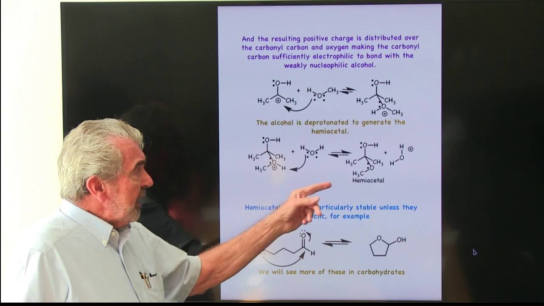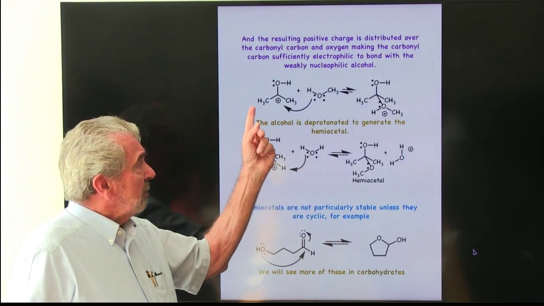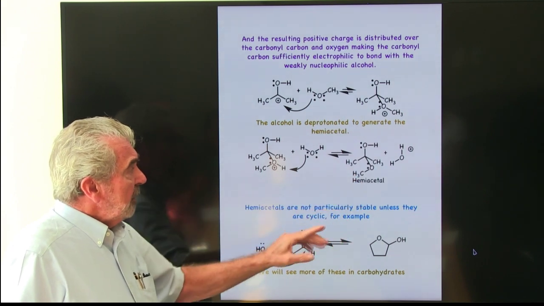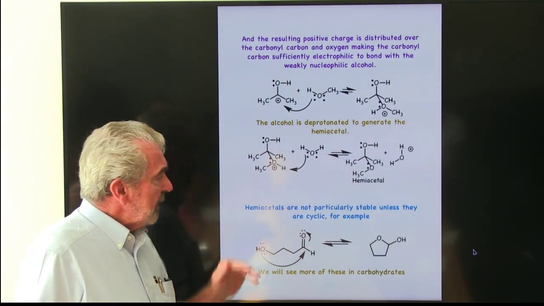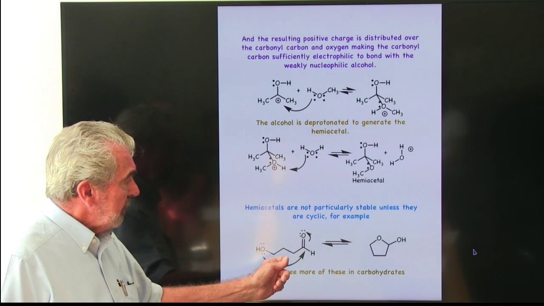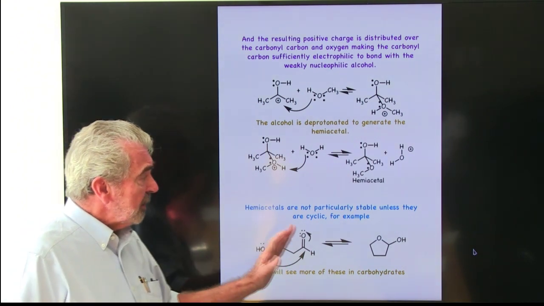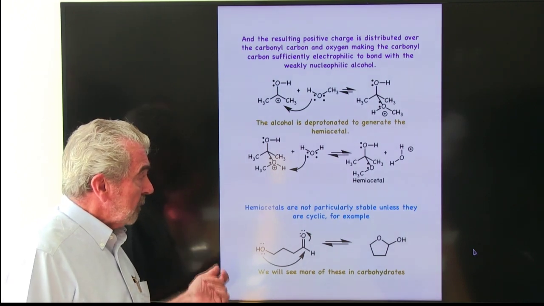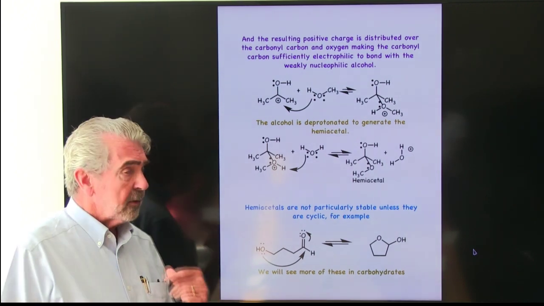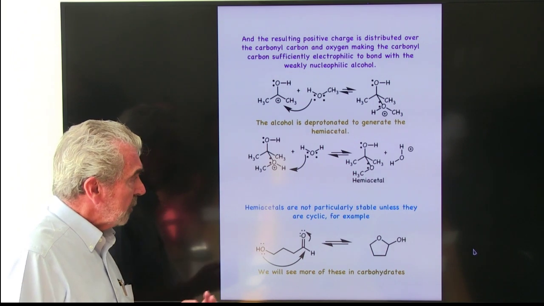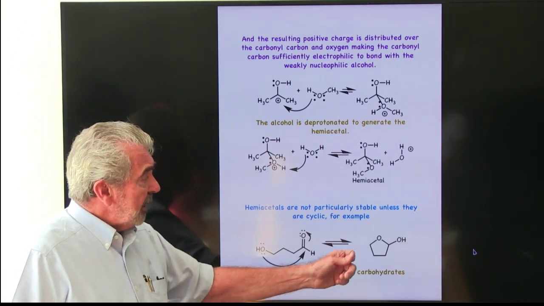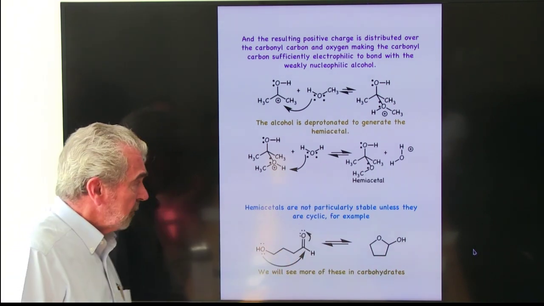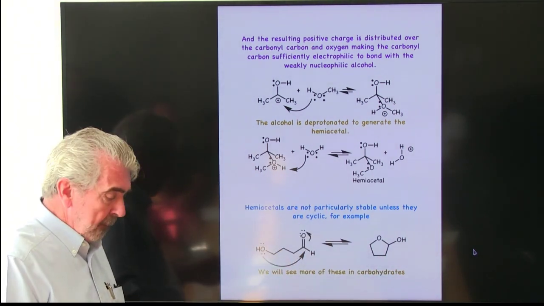Now, usually the reactions, if we're dealing with an open chain, either aldehyde or ketone, it doesn't stop here. We'll keep going. The only time we're going to see stable hemiacetals is if you have a cyclic compound like this. These are going to become quite important later on in the course when we talk about carbohydrates, because most of the monosaccharides, you know, glucose, arabinose, all of those, they exist as a cyclic hemiacetal. All right, we'll see that later on.